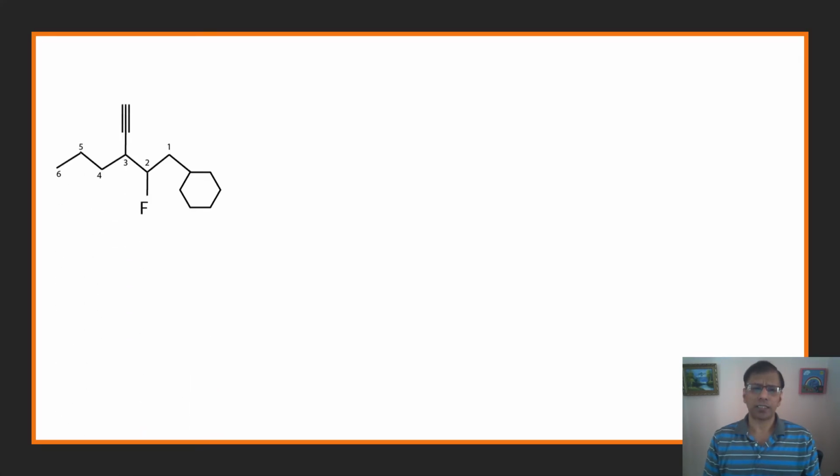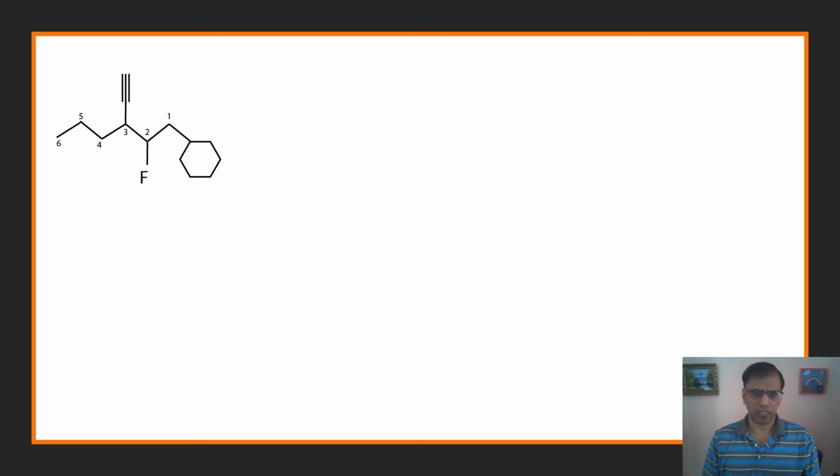So let's look at some examples. So let's look at this example. So in this particular case, this is the 1, 2, 3, 4, 5, 6. So this 6 carbon atom chain, but there's a ring right here. So whenever there is a ring, the ring has a preference, and so this whole chain is considered to be a substituent, and this is the parent.